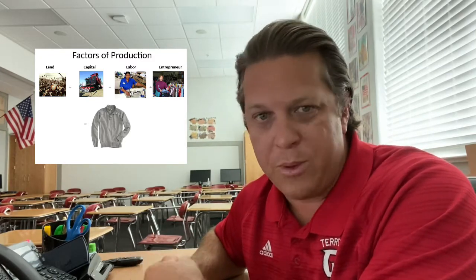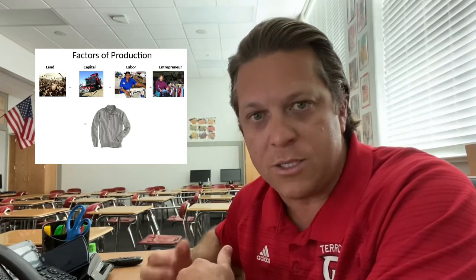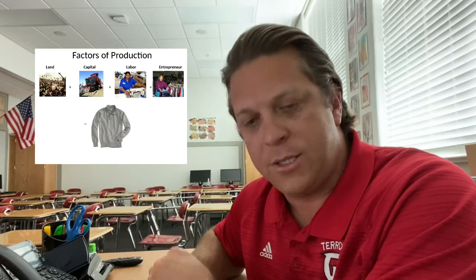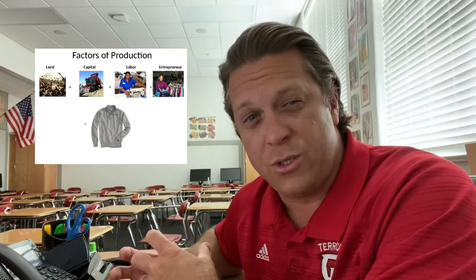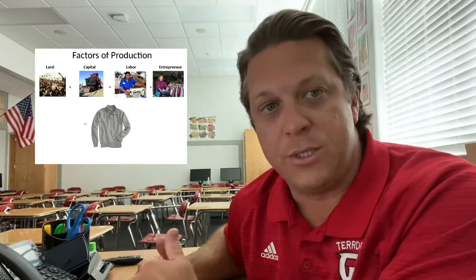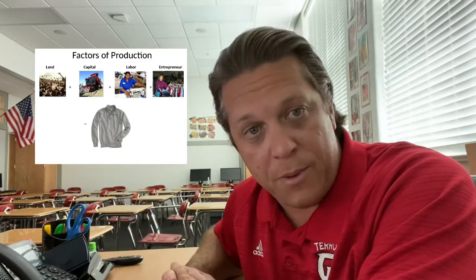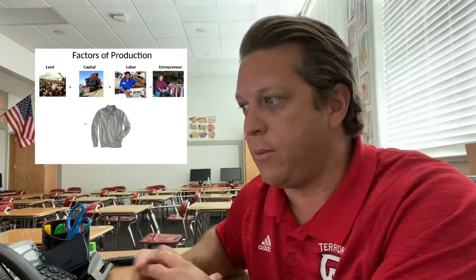We need the land, that would be the cotton or the silk, whatever it would be made out of. We need the combine, that's the machine, the capital that takes that natural resource and cultivates it for use. We need the workers to sew this sweatshirt together. And then finally, we need a business person to sell it to the people in the market. So we need all those factors to bring this thing to the market.